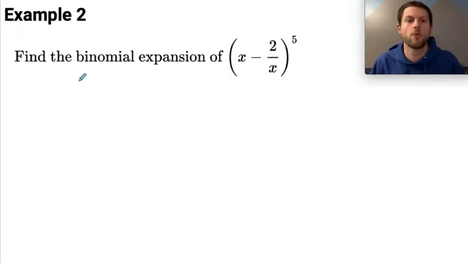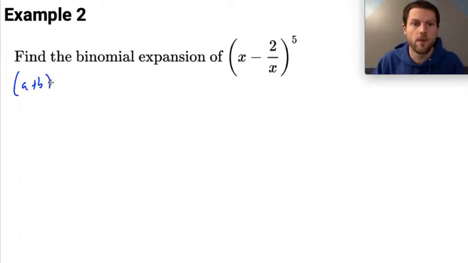Here's another example where we want to find the binomial expansion of x minus 2 over x, all to the fifth power. So again, we're going to use Pascal's triangle to give us the coefficients and the actual expansion of this thing to the fifth power, and then we're going to plug in what the a and b is into that general expansion. So why don't we write down that general expansion first? a plus b to the fifth power.